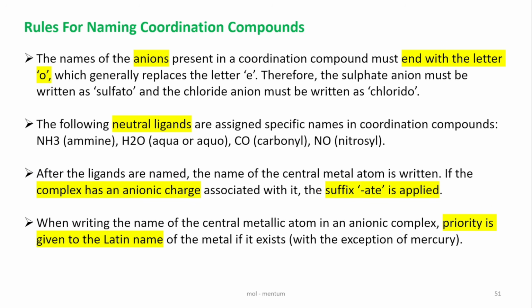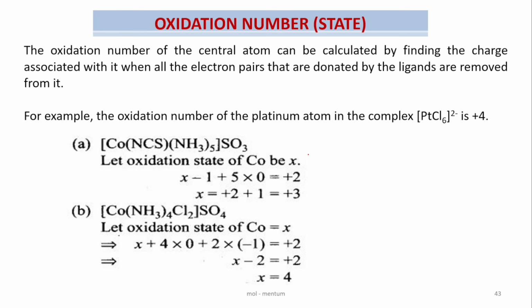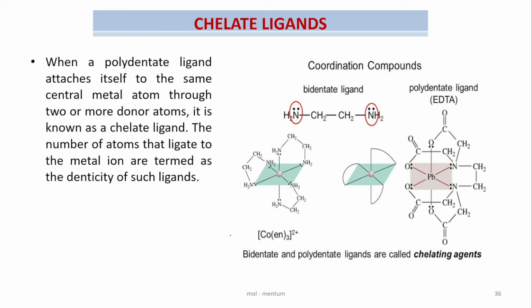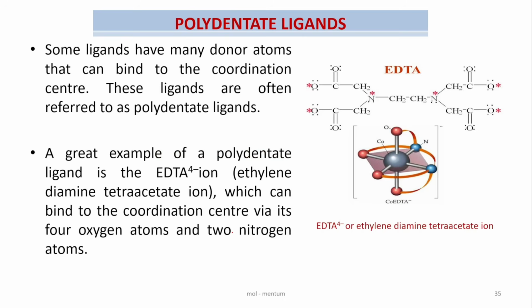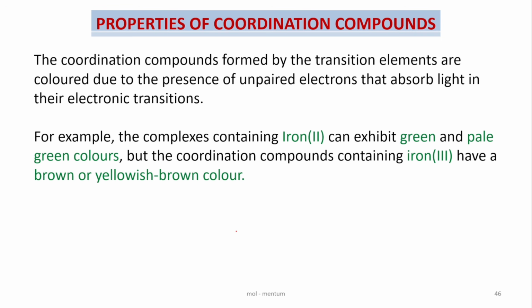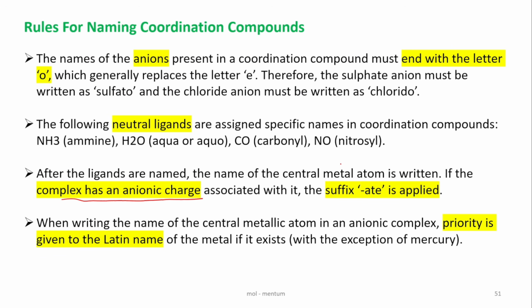So after the ligands are named, we write the name of the central metal. Now if the complex has an ionic charge, like we discussed in this case, if the complex is negative, this complex is positive, so there will be no change. But if the complex is negative, I think we have discussed one case where the complex is negative. Fine, so I will write the example.